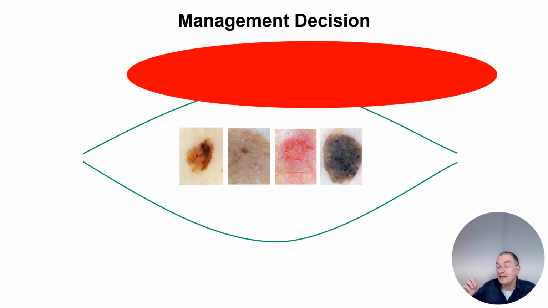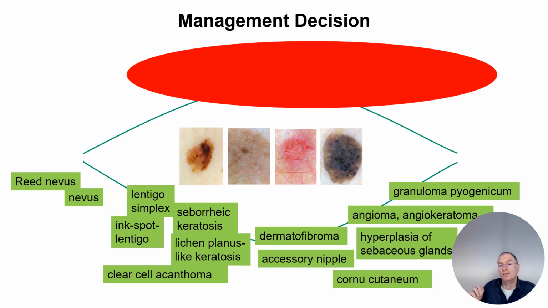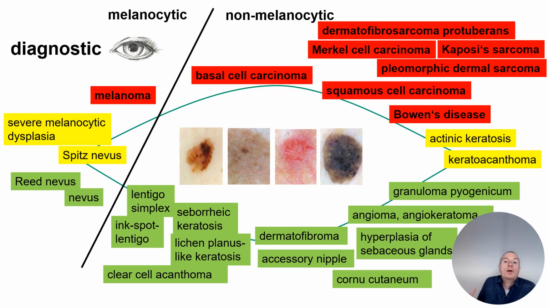But when we say it is benign, we must record the benign diagnosis for the patient in our file, to be sure everything goes right. And when we are able to name the lesion with the help of dermoscopy, then we have our diagnostic eye.